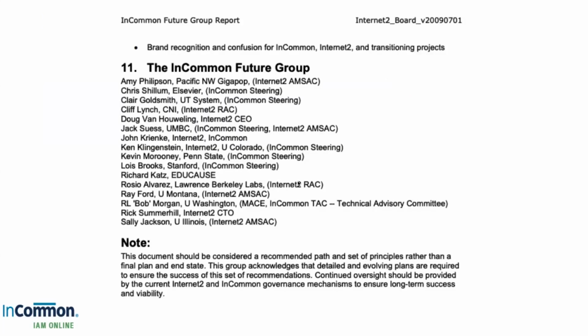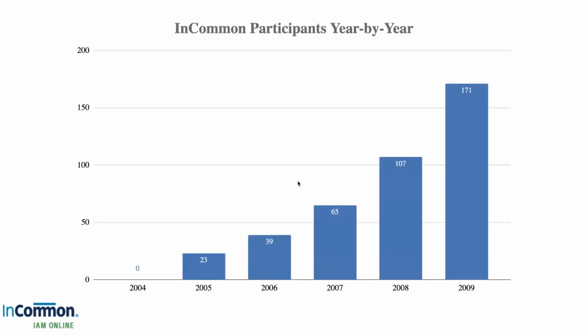And this was the group that was convened to author this paper. These slides will be posted as an asset in the IAM Online channel. But the first futures report is available on the incommon.org website if you hunt around a little bit. So it's out there for your reading. These are the groups of people who way back when in 2009 got together to chart a course for the future of InCommon.